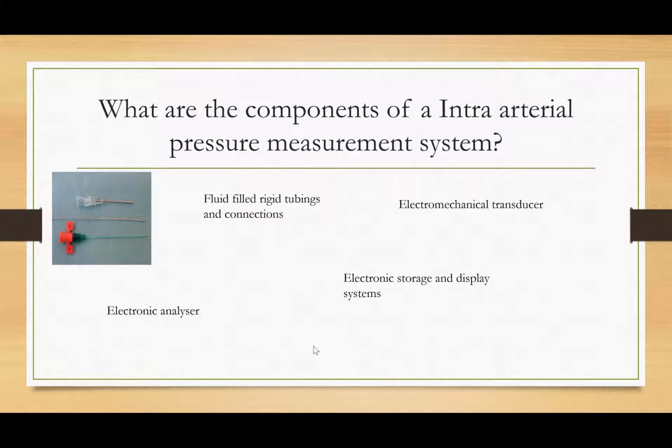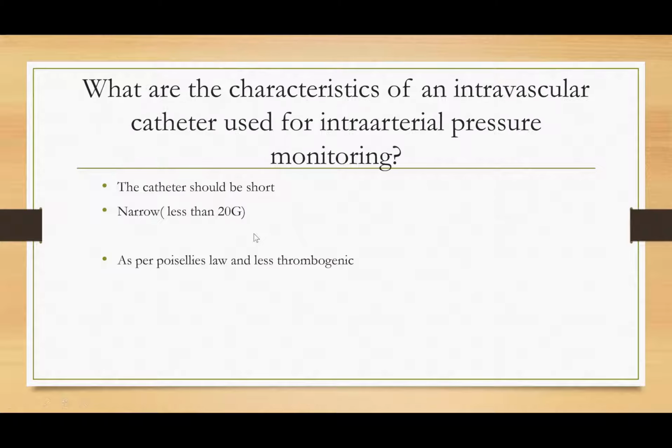So what are the components of an intra-arterial pressure measurement system? It includes the fluid-filled rigid tubings and connections, an electromechanical transducer, electronic storage and display systems, that is a monitor, and also an electronic analyzer. So in this diagram we can see the intra-arterial cannula, the guide wire, and the initial puncture needle which we use for accessing the arterial line.